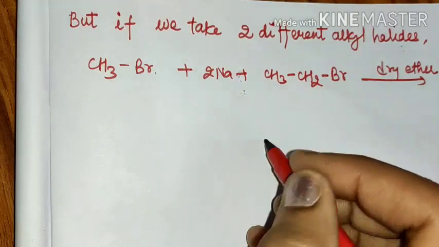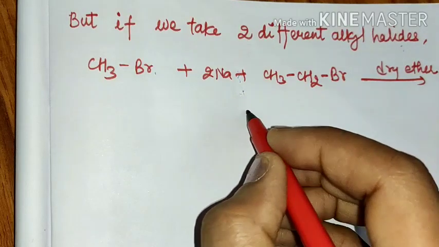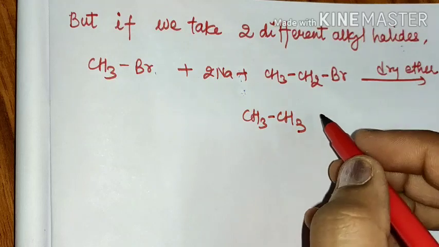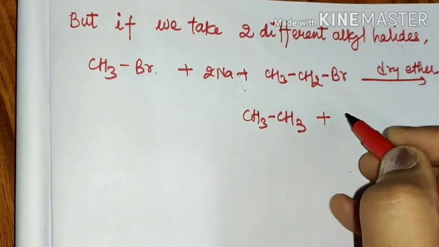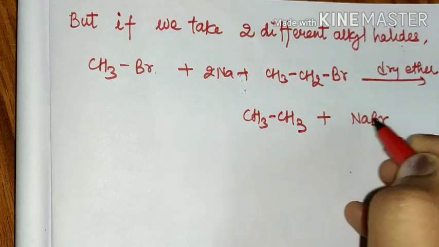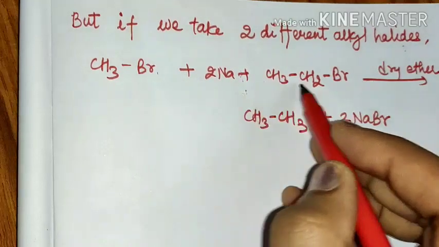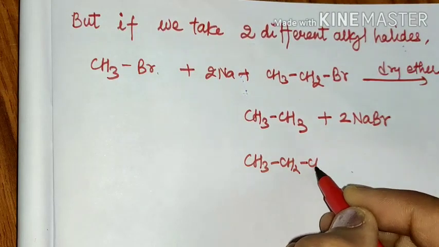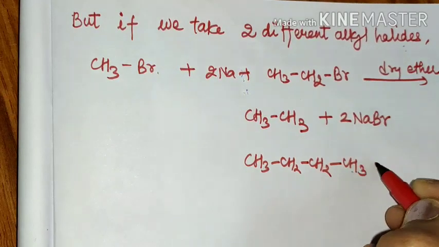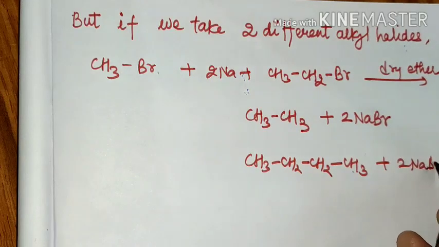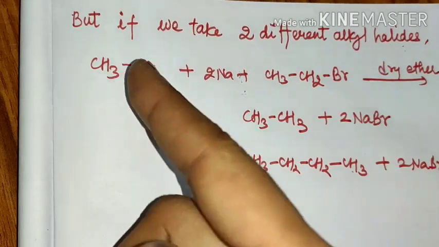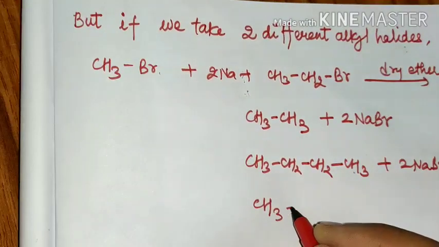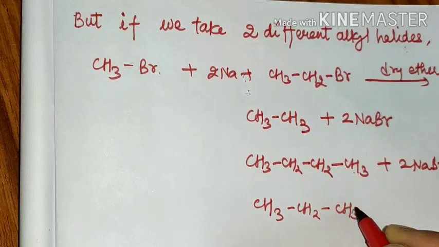So the mixture of 3 alkanes is obtained, and those alkanes are ethane plus sodium bromide, and the second possibility is 2 moles of ethyl bromide react with each other to form butane, and the third possibility is ethyl bromide reacts with methyl bromide to form propane.